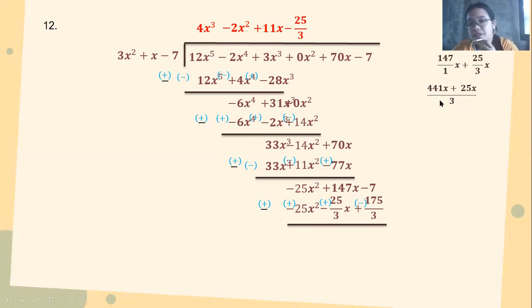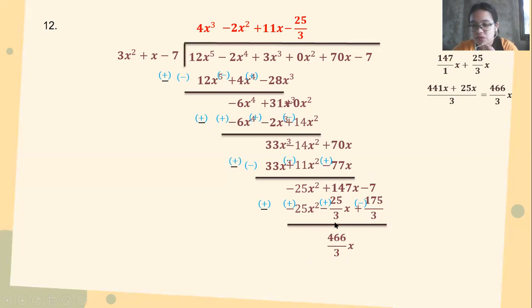So, kapag the same na yung denominator nila, pwede na tayong mag-add. So, 441x plus 25x is equal to 466 over 3x. So, yung 466 natin, ilagay na natin dito, over 3x. Next, we have negative 7 plus negative 175 over 3.